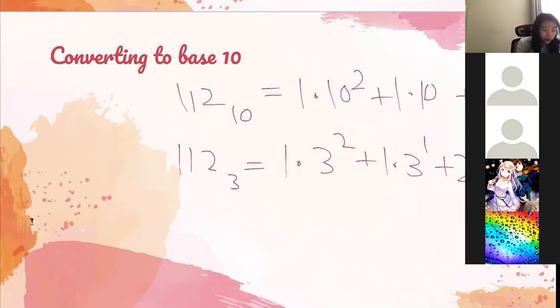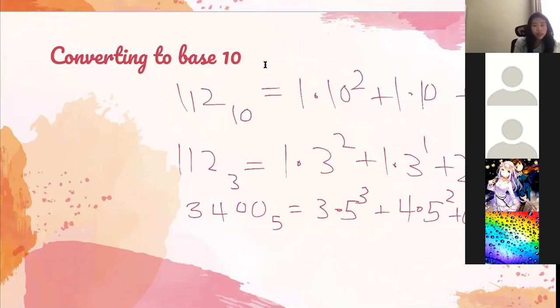So here's an example we have in the chat: 3400 base 5. We would have 3 × 5³ plus 4 × 5² plus 0 × 5¹ plus 0 × 5⁰. And the way you can know the exponent is you can just count. In 1, 1, 2, we knew it was 10 squared because the one was 2 places from the right, just like in normal math. Does this make sense?